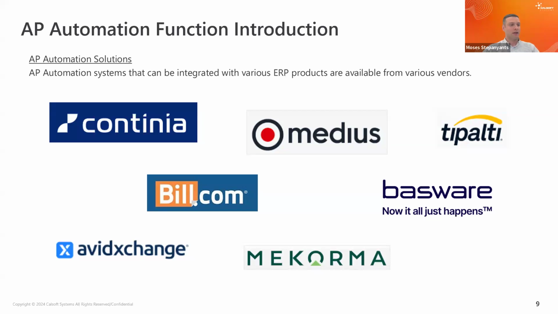All of these solutions are AP automation applications that can help make a business's work process more automated, streamlining and eliminating that manual work. They can be found in Microsoft's Marketplace store and are all integrated to work with Microsoft products. As you can see here, there are some different solutions that I put on here, but what we're going to be looking at today is Continia.